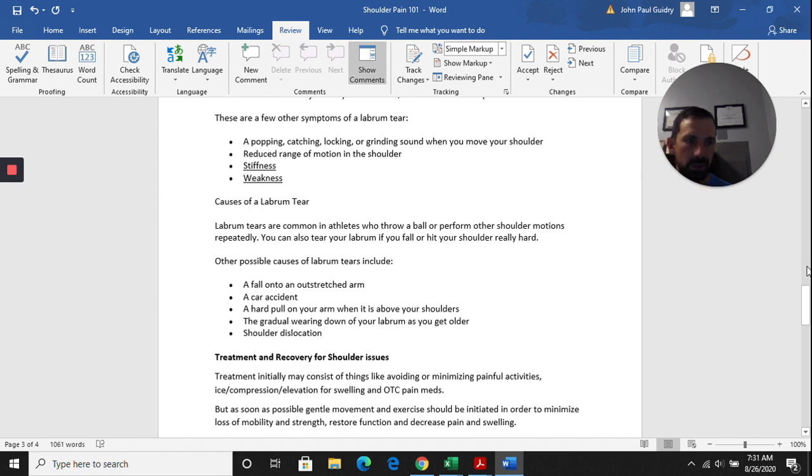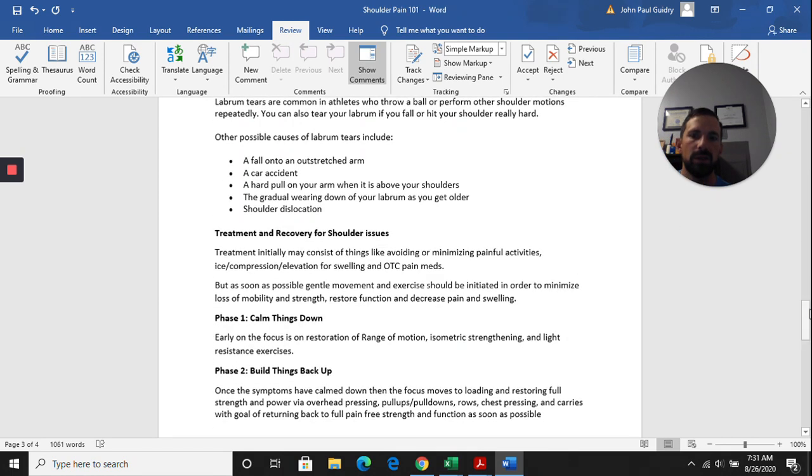Treatment for these, management early on, just like you're going to manage any of these shoulder issues, is going to be avoiding or modifying the activities that create pain or that aggravate the shoulder, using ice compression for swelling and pain relief. Over-the-counter medications short term can help. The goal is, as soon as possible, to get the shoulder moving, to start to engage the muscles around the shoulder as you can tolerate it, to minimize the loss of mobility and strength and be able to restore that quicker. So with every approach, we have the same approach, which is phase one is calm things down.